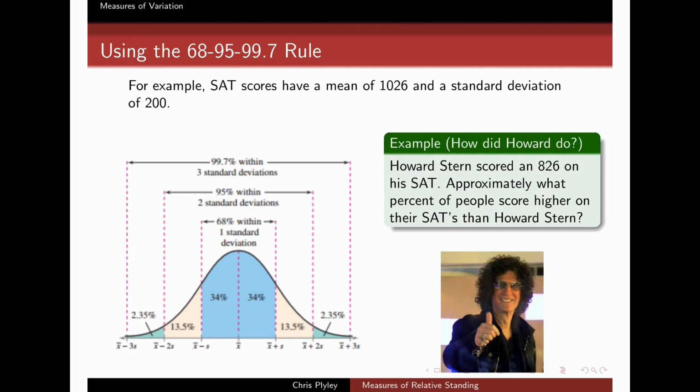So as one more example, let's look at SAT scores. So the mean score for SATs, we'll take it as 1026, and the standard deviation is 200. So for example, Howard Stern, you may recognize Howard Stern from America's Got Talent. Is he a smart guy? I don't know. Let's see how he did on his SAT. He scored an 826 on his SAT. So given that information and given that the mean is 1026, the standard deviation is 200, what percentage of people would you say scored higher on their SATs than Howard Stern? Think about this for a second and see if you can come up with an answer.